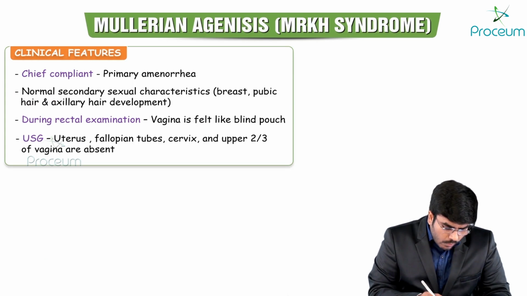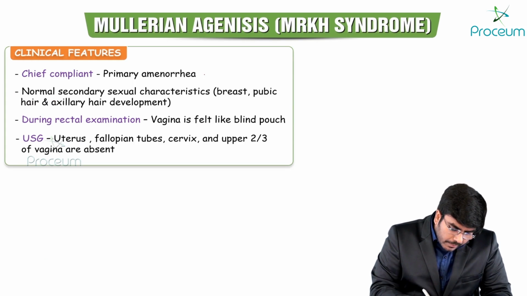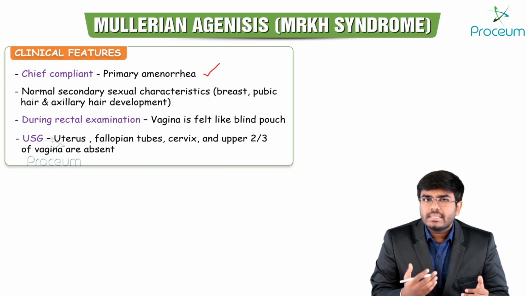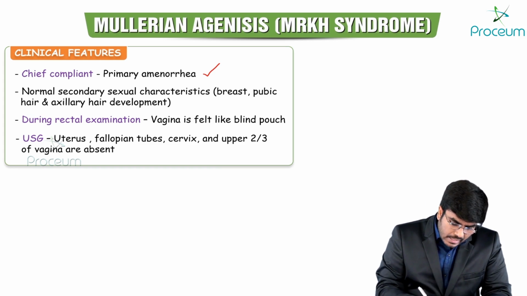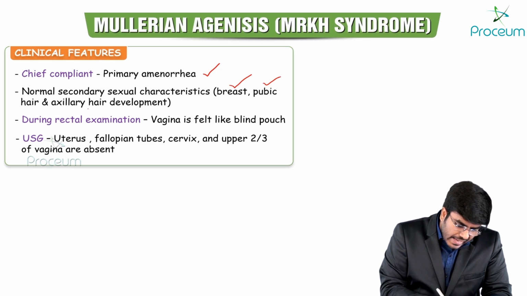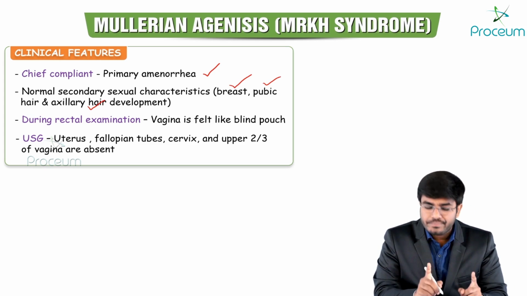Please consider, guys, what is the chief complaint? The chief complaint is primary amenorrhea, or not attaining menarche. Now, what about the secondary sexual characters? I have already discussed that breast development, pubic hair development, and axillary hair development are absolutely normal.